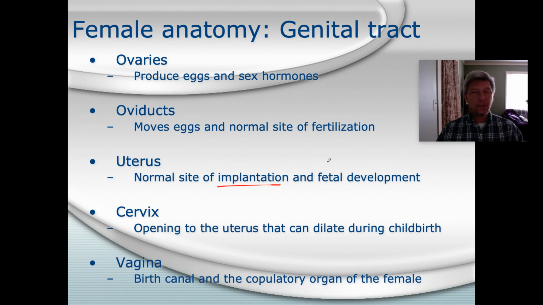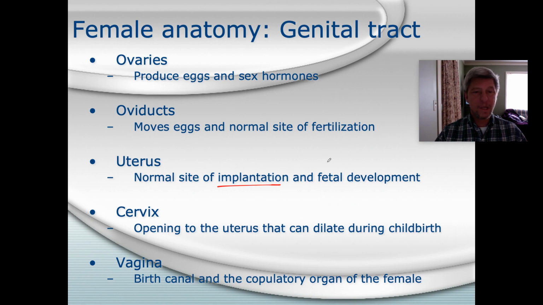vagina. In terms of the reproductive tracts, the vagina is known as the birth canal because that's the passageway that the baby uses to get from the uterus to the outside world. But the vagina also serves as the copulatory organ of the female. Okay, this is where intercourse takes place.